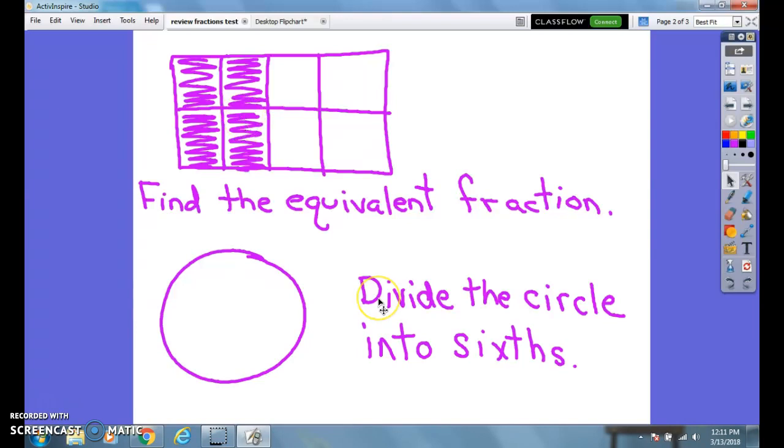Down here, divide the circle into 6, and once you do that, there will be a word problem. Something like, I ordered a pizza, it has 6 equal pieces, I ate 2 of the pieces of pizza, my mom ate 1 piece of the pizza. What fraction did I eat? What fraction did my mother eat? What fraction was left over? So I'll pause the video, let you answer those questions.